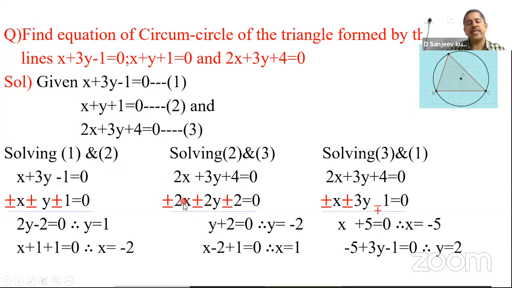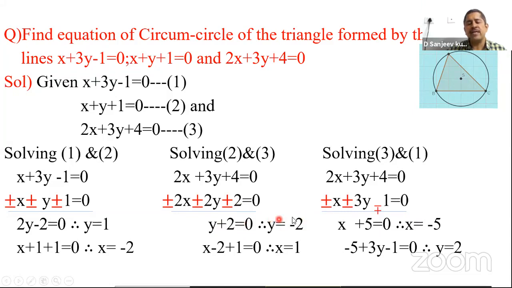Now you see here you got 2x and 2x. Same value. So you change the sign. So once you change the sign here, you get minus 2x, minus 2y, minus 2. So 2x and minus 2x will cancel off. 3y minus 2y is y, and 4 minus 2 is 2. So y plus 2 is equal to 0, which means the value of y is minus 2.